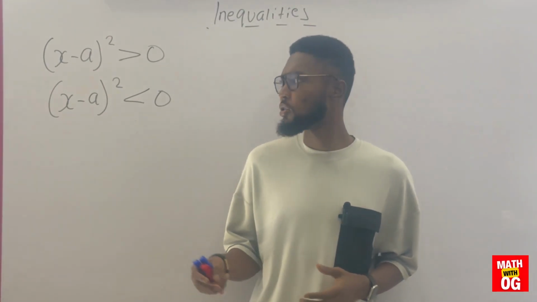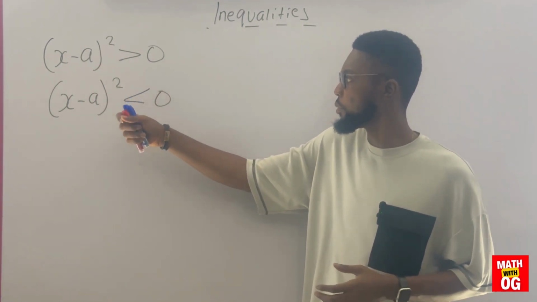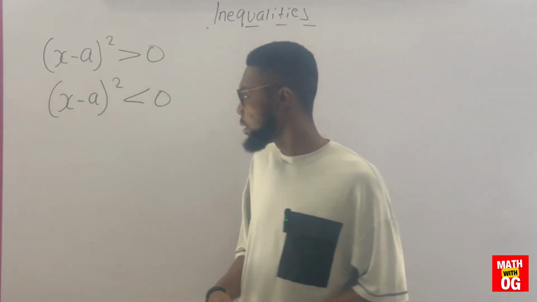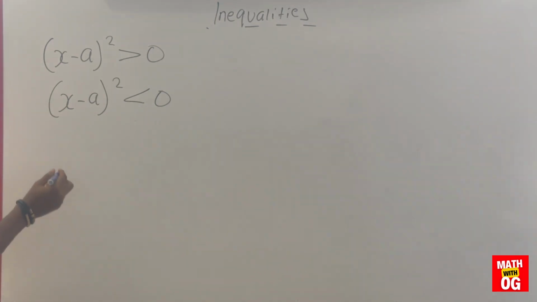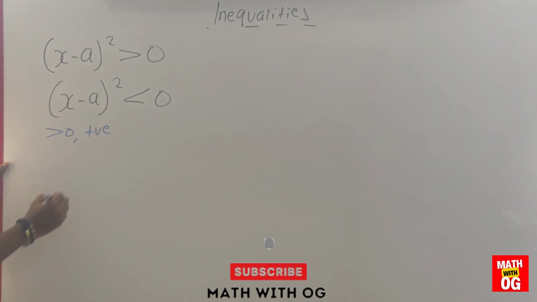Look at how you tackle questions in this form: the square of a function to be greater than 0, and also the square of another function to be less than 0. Now for the first one, from our previous videos, we've established the fact that when a number is greater than 0, it simply means that the number is positive.